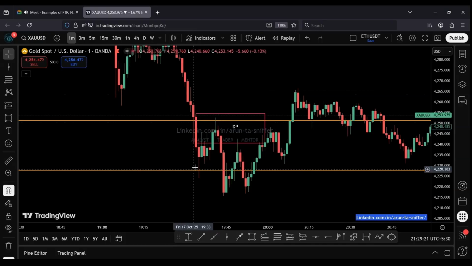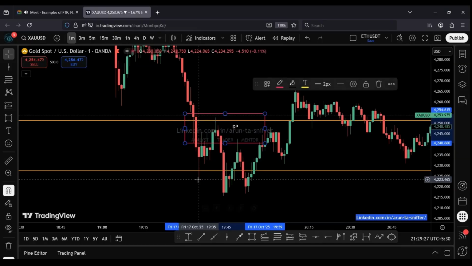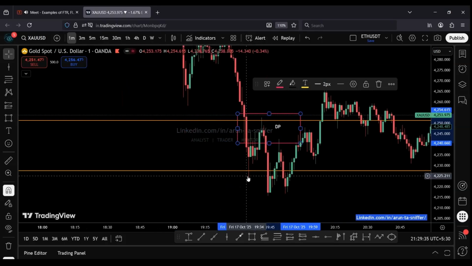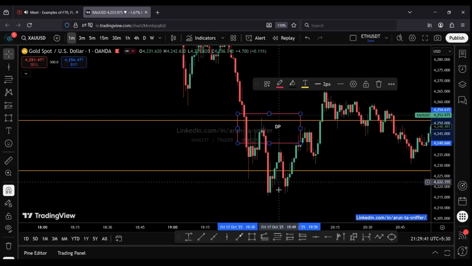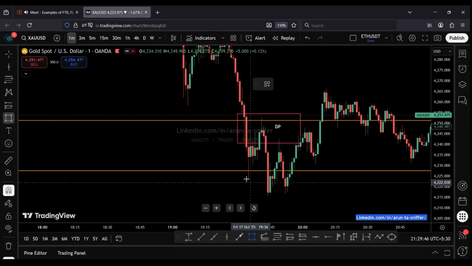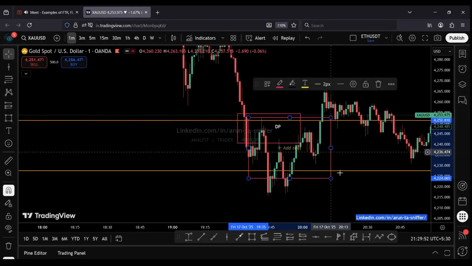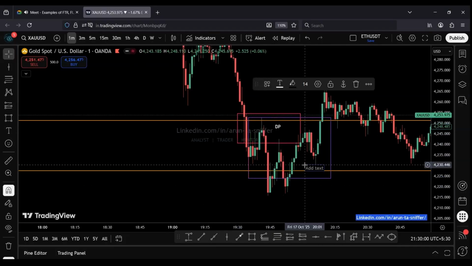Okay. This is our DP. Price came down, broke this to the lower side, engulfed here, right, and goes up again and came down, goes up again, came down, and it means it reached the DP. So what will this be? This will be our swap FL, right? This will be our swap FL. This will be our swap FL.